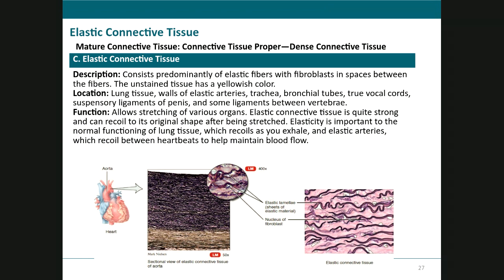The third type of dense, irregular connective tissue is elastic connective tissue. So this has predominantly elastic fibers with fibroblasts. We see this in areas where we need elasticity, meaning it's going to stretch out and then come back to normal, including the lungs, arteries, and different regions of our respiratory system. So this allows the stretching of various organs, and they're going to come back to their original shape.